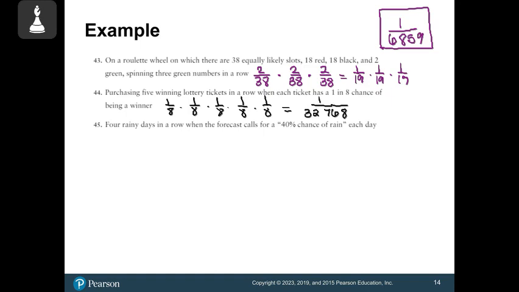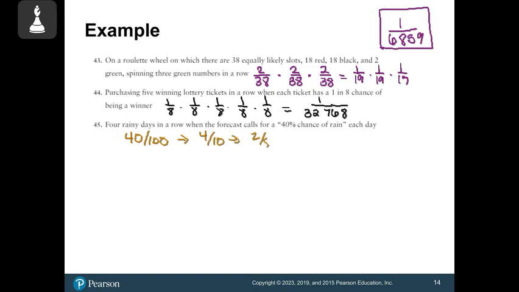And our last one here, the probability we get 4 rainy days in a row when the forecast calls for a 40% chance of rain each day. Well, one thing we need to know is, what is 40%? Well, 40% is 40 out of 100, or 4 out of 10, which also reduces to 2/5.